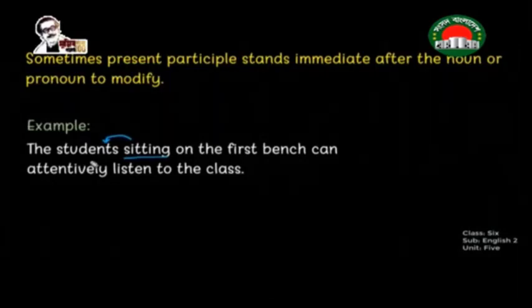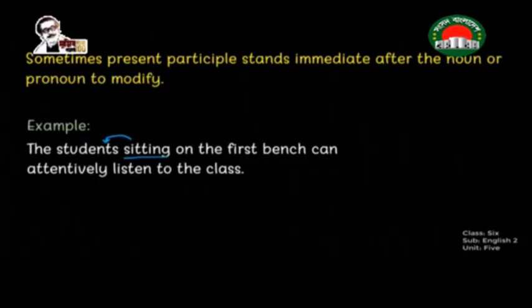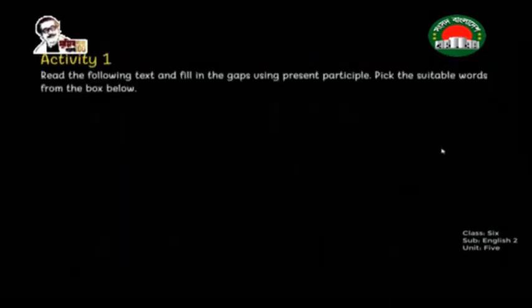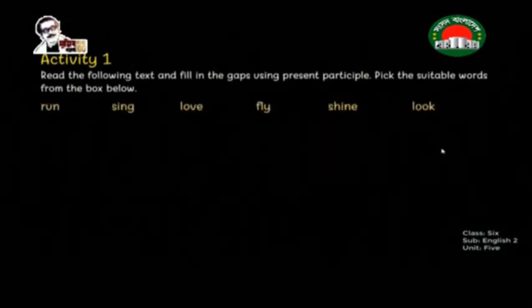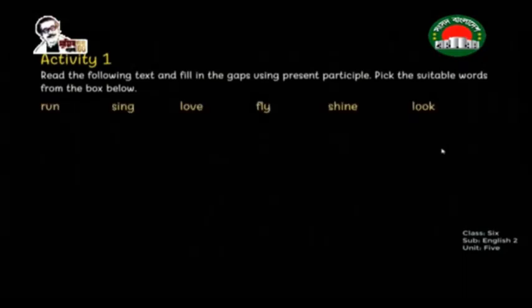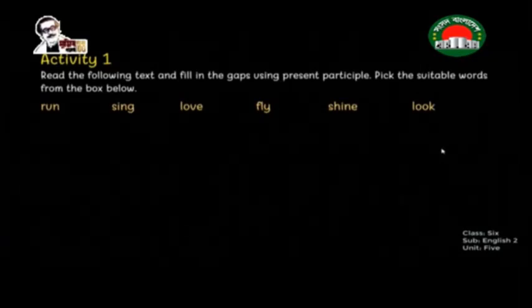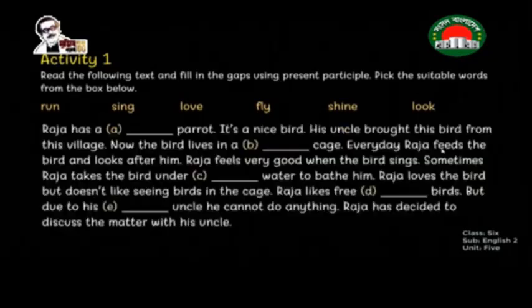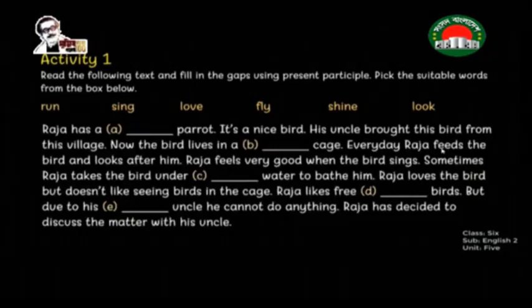Now the practice time. Read the following text and fill in the gaps using the present participle. Pick the suitable words from the box below. So these are the words: run, sing, love, fly, shine, look. So this is the text.